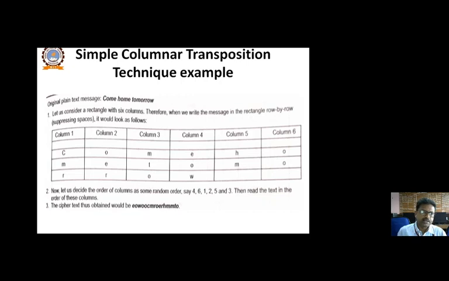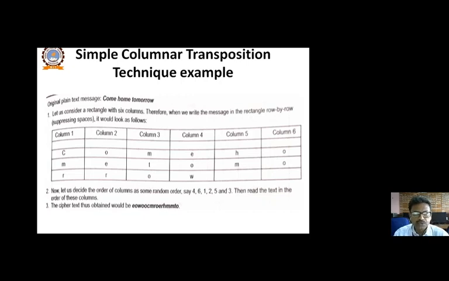Now, this is the same example I have taken, "come home tomorrow", in which the text is written using six columns. Simple columnar technique means that we are using columns, and these are simple columns, and we write the text in the form of rows. It is not necessary that you always take six columns. You can take three columns, two columns, five columns, or eight columns, depending upon the requirement as well as the ease of the sender and the receiver.